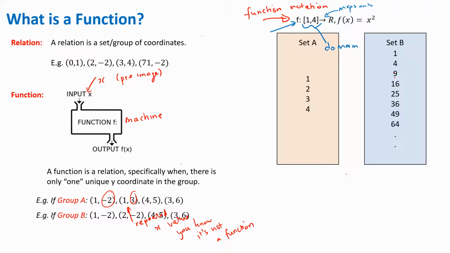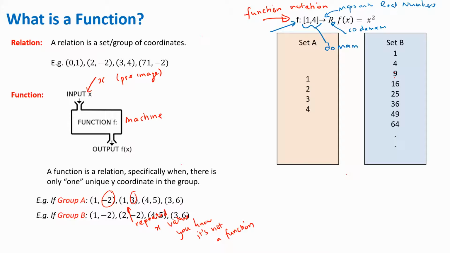If you look back at your textbooks, it will always be maps onto R, so you don't have to worry about it. When you write it, it's always going to be an arrow to R, the real number system. The name for this R is called the codomain. I'm going to try to explain what the codomain is in the next slide so you can see what I'm trying to say.